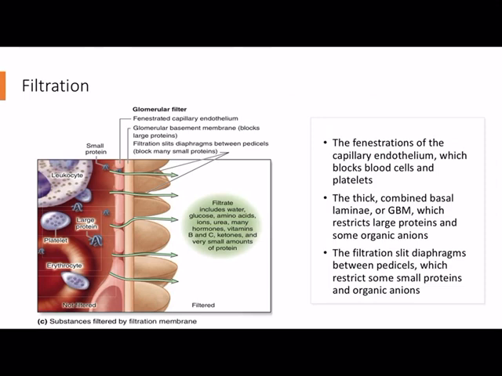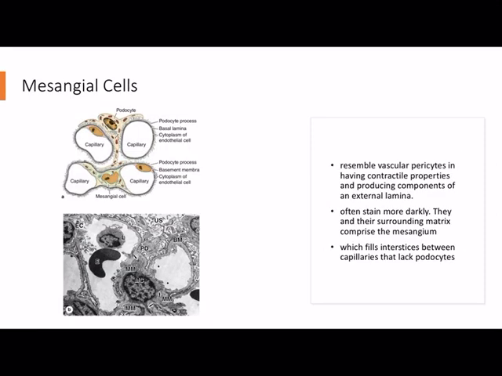The fenestration of the capillary endothelium blocks blood cells and platelets. The thick combined basal lamina, or the GBM, your glomerular basement membrane, restricts large proteins and some organic ions. And the filtration slit diaphragms between pedicles restrict some small proteins and organic ions.